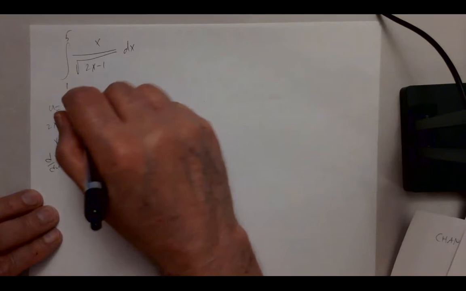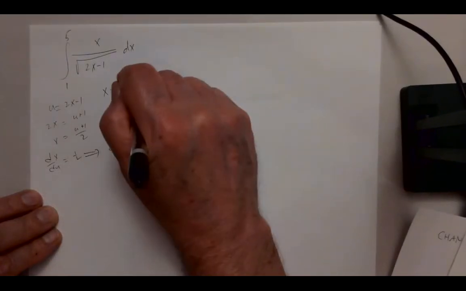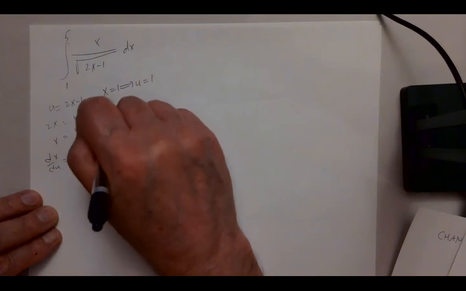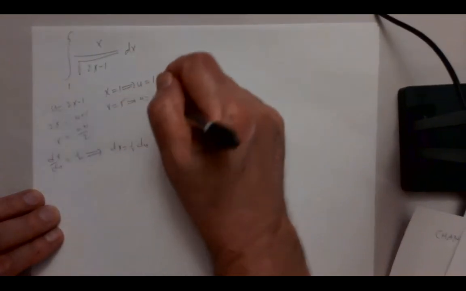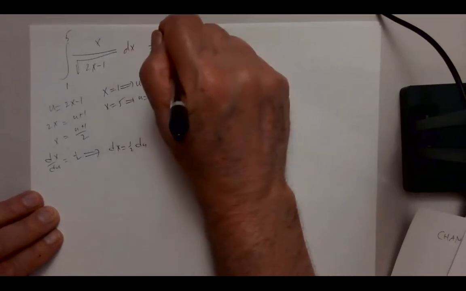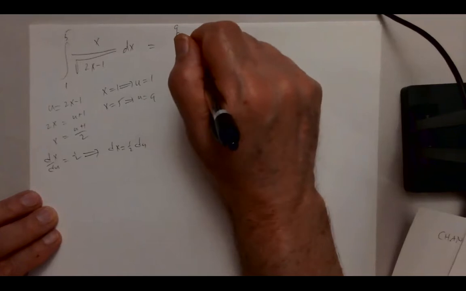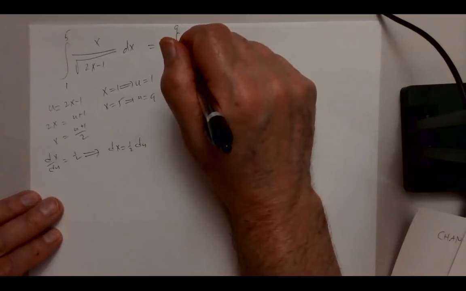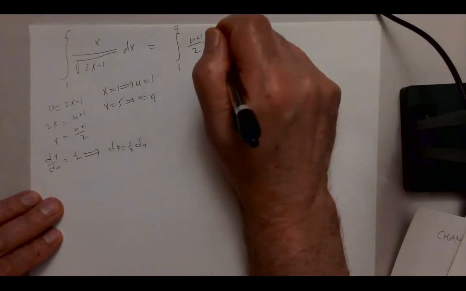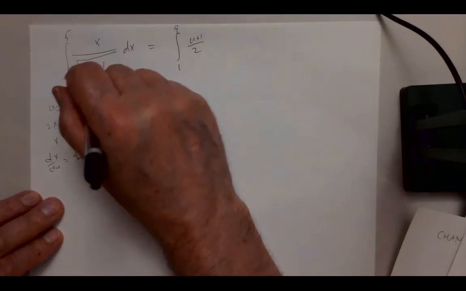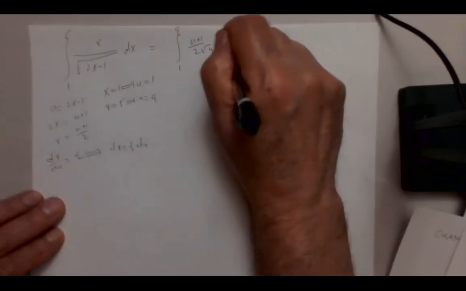When I make this substitution, when x is equal to 1, u is equal to 1. When x is equal to 5, u is equal to 9. So when I substitute, this becomes the integral as u goes from 1 to 9 of x, what is x? (u plus 1) over 2 times 1 over the square root of u, du.